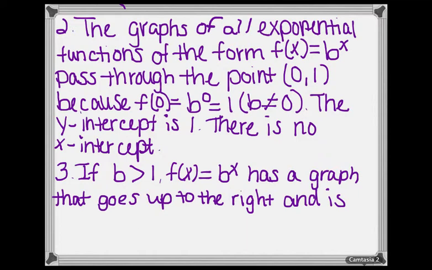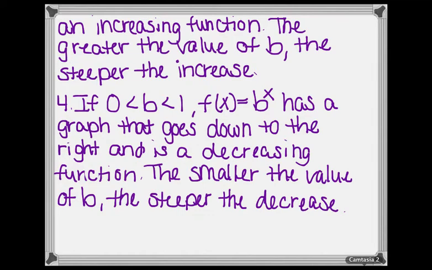If b is greater than 1, f of x equals b to the x power has a graph that goes up to the right and is an increasing function. The greater the value of b, the steeper the increase. If 0 is less than b and b is less than 1, f of x equals b to the x power has a graph that goes down to the right and is a decreasing function. The smaller the value of b, the steeper the decrease.